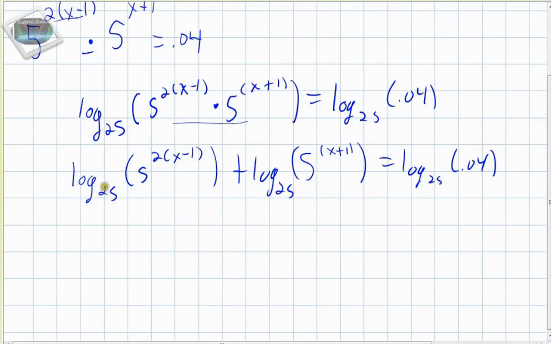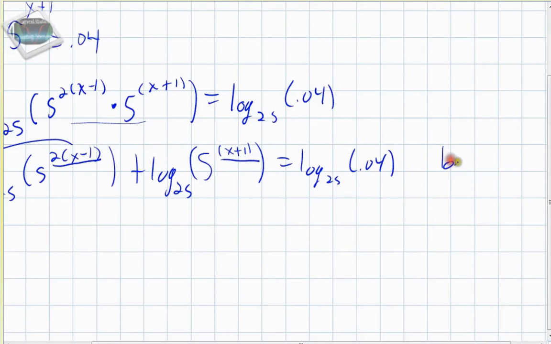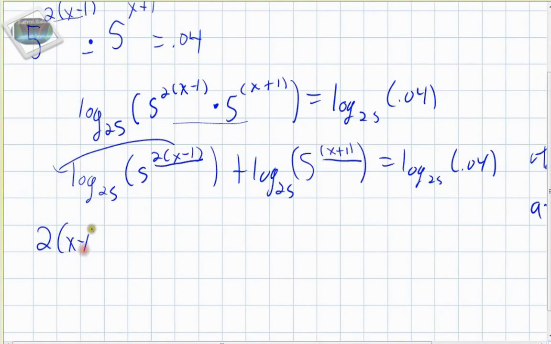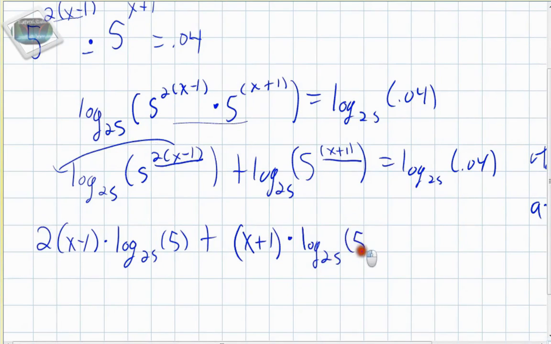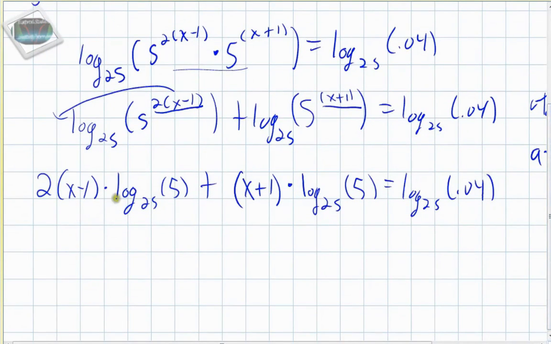Okay, so again, using our rules of logarithms, these exponents we can take out and put over here. Because the log base b of m to the a can be simplified into a times the log base b of m. The a can be pulled out and put over here. Alright, so 2 times x minus 1 times the log base 25 of 5 plus, okay, we're going to pull out this exponent over here, so plus x plus 1, the quantity, times log base 25 of 5 is equal to log base 25 of 0.04. Okay, so we're going to keep going. We're going to simplify it right here.